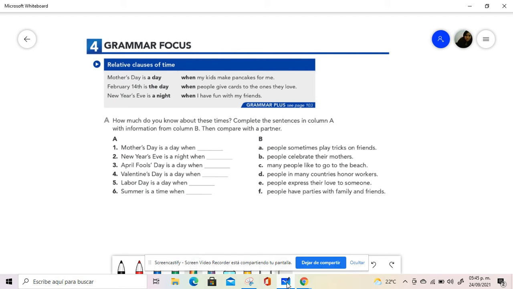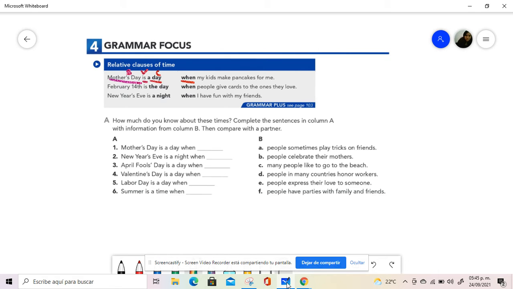Now we are working with relative clauses of time. The relative clause, or a clause, is a complete sentence. Over here, I have "Mother's Day is a day." Then Mother's Day is my subject, is my verb, and a day is my complement.